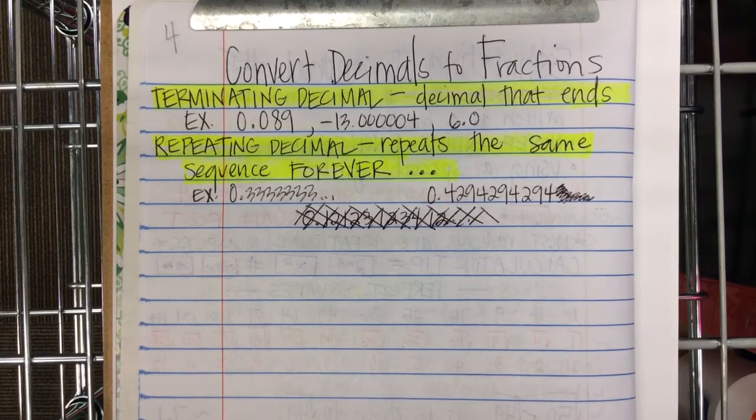Sophia's smiling at me like I'm an idiot. Sophia, is there an easier way to write repeating decimals? What's it called? Do you remember? Anyone help Sophia out with the name of it?